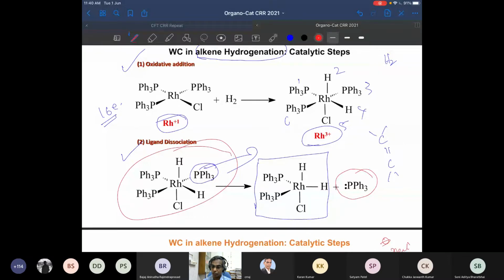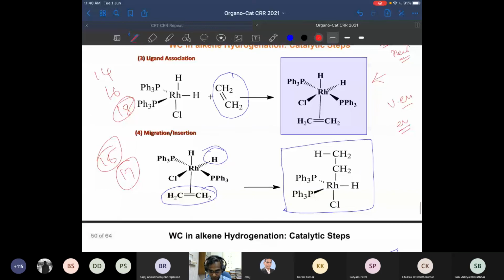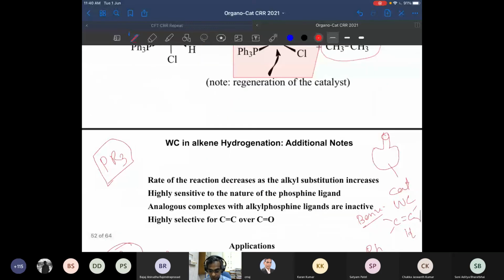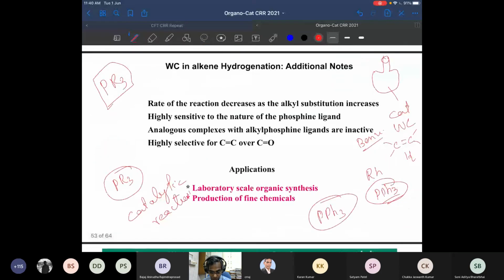This is one of the proofs that ligand dissociation takes place in the sequence of the reaction. If I have an excess of triphenylphosphine, the rate of the reaction goes down simply because the equilibrium is shifted to the other side. There is no room for the association of the alkene with the central metal atom. Right, I hope you got it. These are the tips, right? Applications, large-scale organic synthesis.